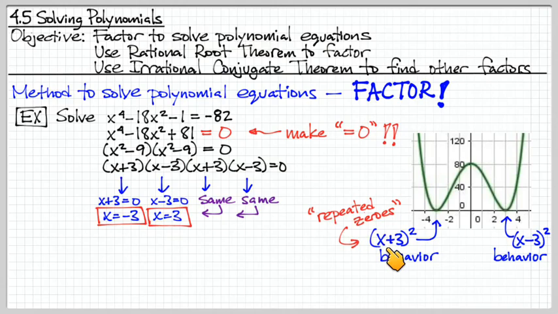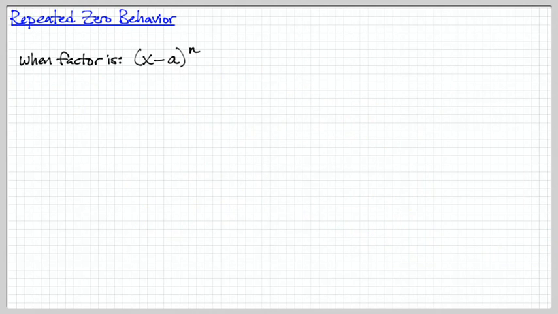We have this idea that there are two x plus 3 factors indicating a zero at -3. There's two of them, and so the terminology we say is that they're repeated. The x minus 3 factor is also repeated, and the zero at 3 is repeated twice.